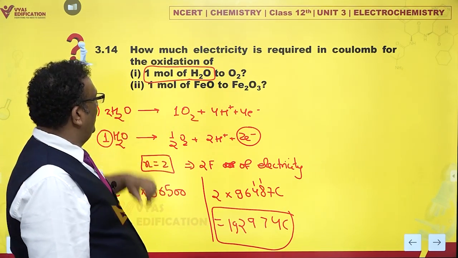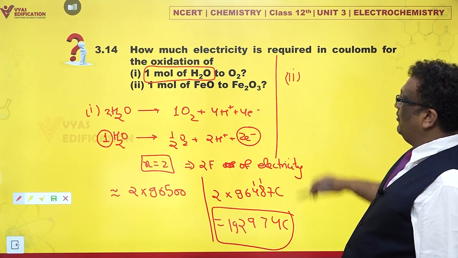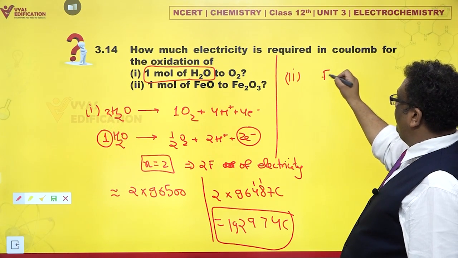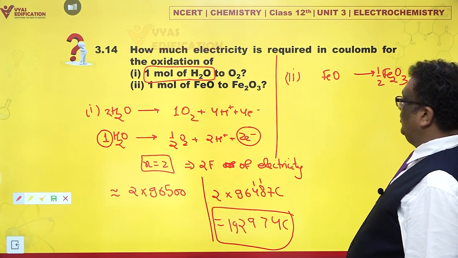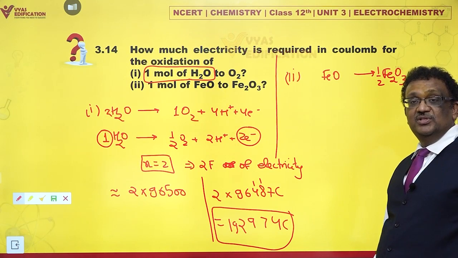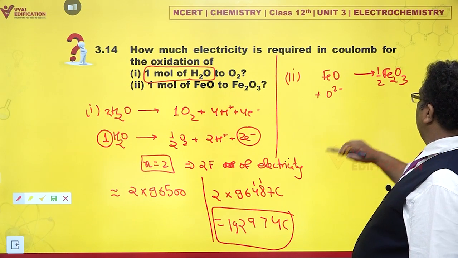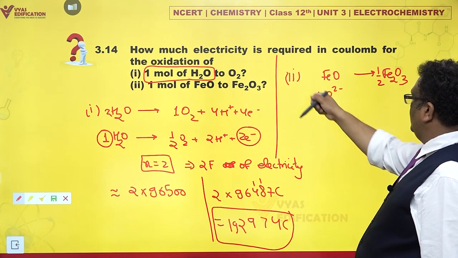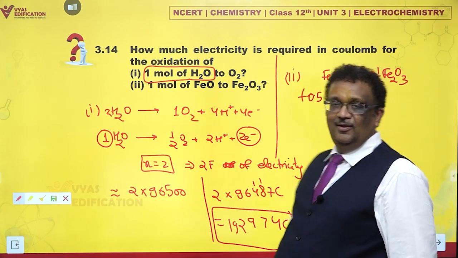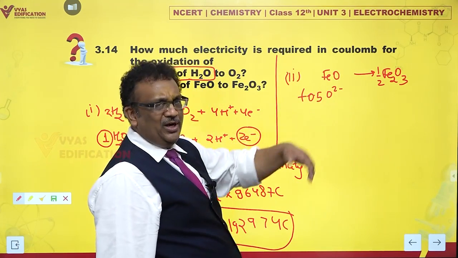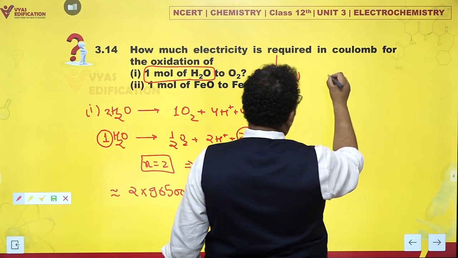Simple? Simple. What about the second one? Let's take a look at the second part of the question. 1 mole of FeO to Fe2O3. Now, if FeO gets oxidized to Fe2O3, say half a mole or whatever, do you see that there is a change? And that oxide also should be 0.5 oxide ions. If you don't like 0.5, I could do it as 2 times FeO. I'll change the coefficients to make it look more friendly.